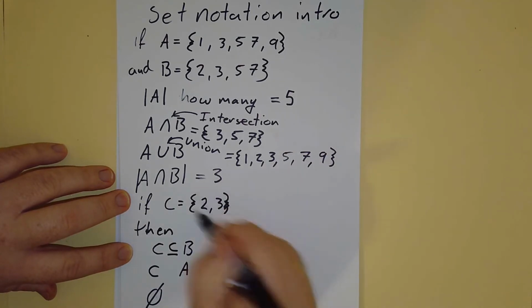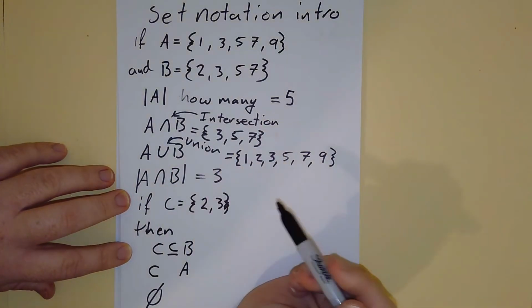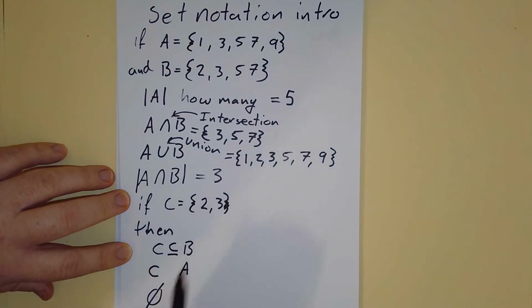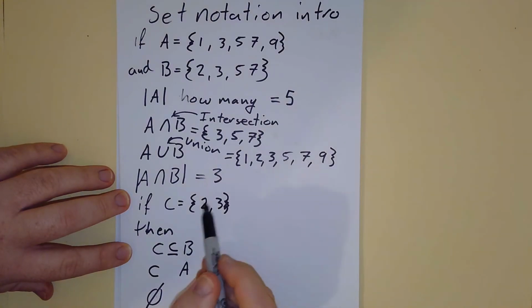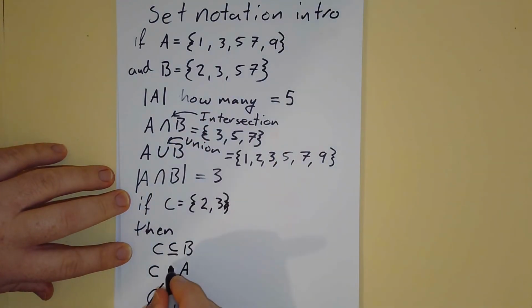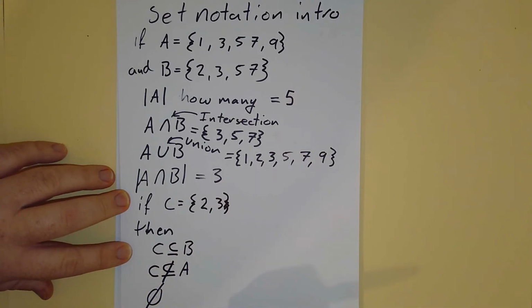B. So everything in C is contained within B. However, C isn't contained within A because this 2 is not in A. So we could use the same symbol, but put a line through it to say it's not contained within.